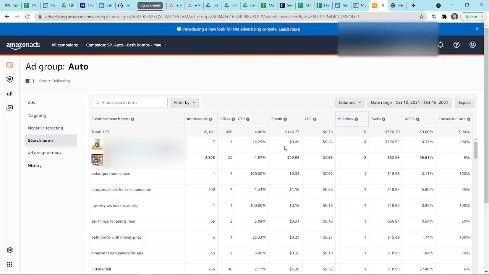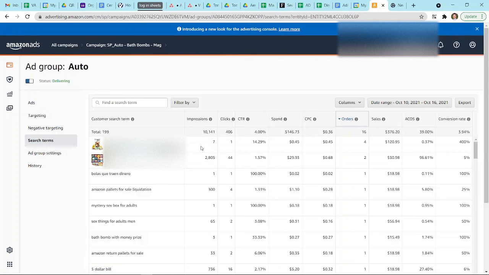Which, as you can see, why do I say wide net? It's because we had all 4 possible auto targets active. Right? We had close match, loose match, complements, and substitutes. So what I'm seeing here is these are potential heroes to pull out.